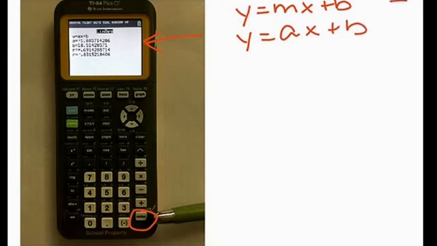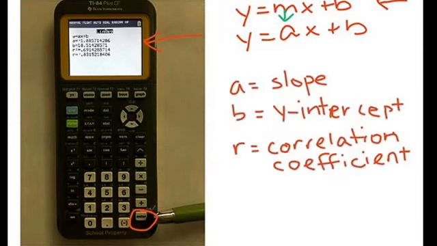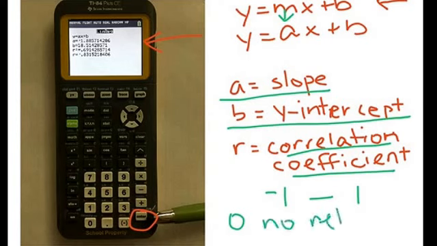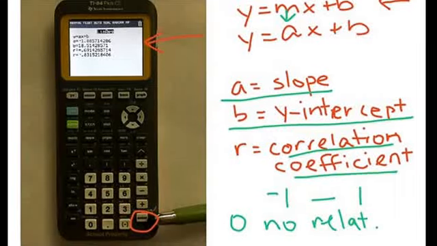Okay, so we are used to a linear equation looking like y equals mx plus b. The calculator has just used an a instead of an m, so a is the same thing as slope. So a is going to represent slope in this list, b is going to represent y-intercept, and r is what we call a correlation coefficient. It is a number between -1 and 1. 0 means no correlation or no relationship.